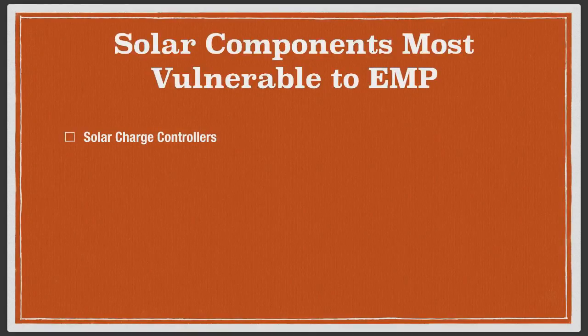I believe that your solar charge controller would be in the greatest danger, since it's connected to wires that are typically running a long distance, at least 100 feet, if not several hundred feet, from the solar array. Next in line would be the inverter. I think it's likely that the inverter would be taken out by an EMP also. Both the inputs and the outputs of the inverter are connected to wires, and those wires can act as antennas to channel the energy from the EMP into the inverter and damage it.